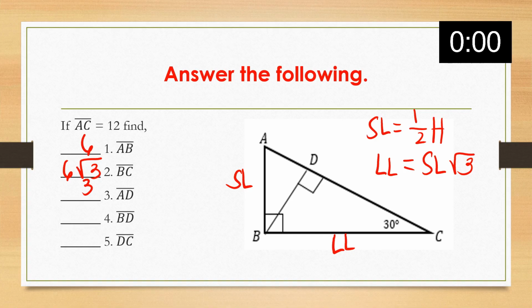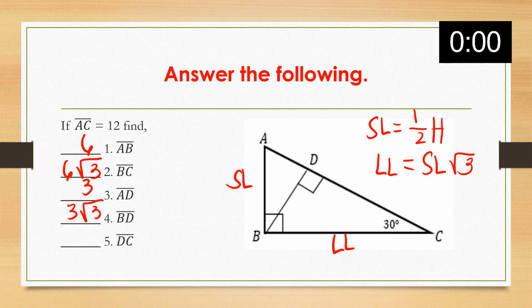Next, number 4. What is the length of line segment BD? Again, look at our triangle BDA. Line segment BD is the longer leg. Therefore, line segment BD is equal to, correct, that is 3 square root of 3.